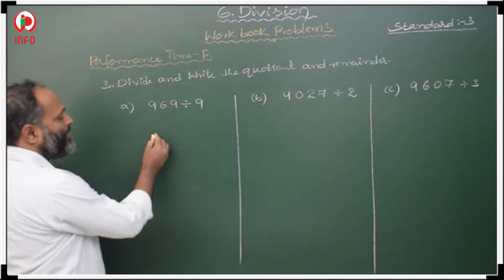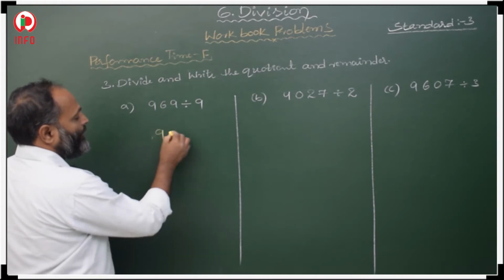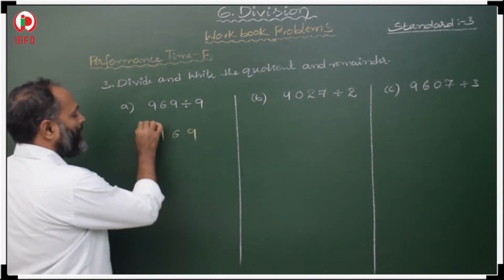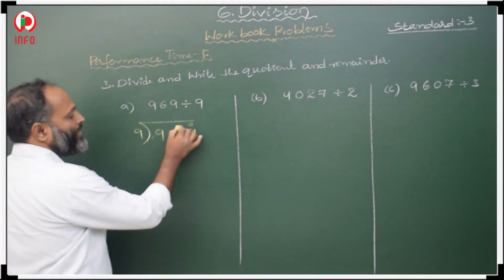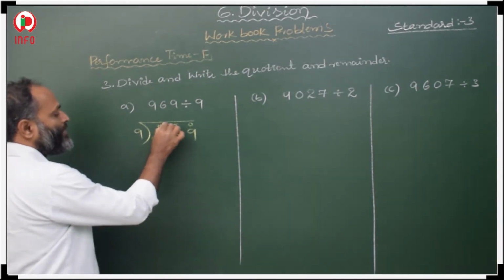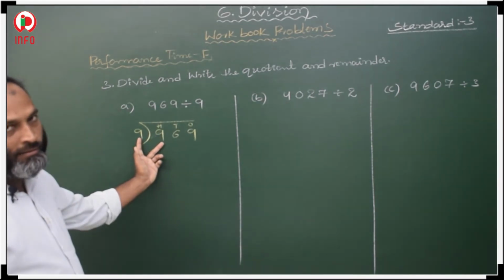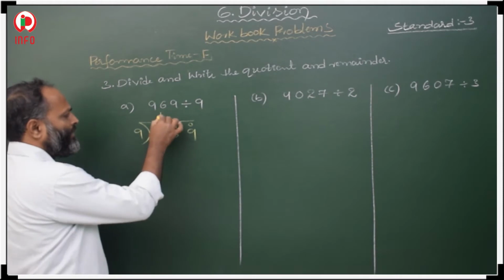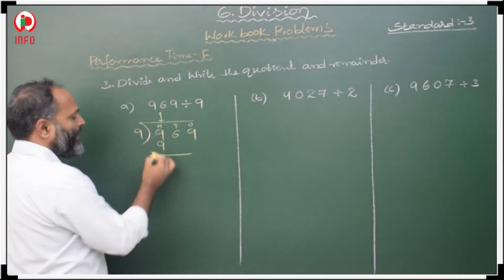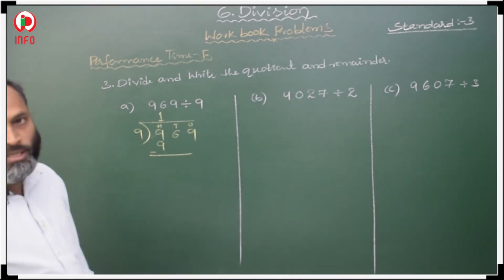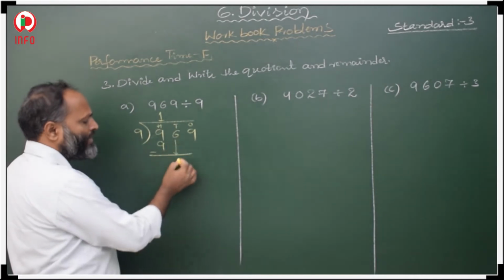See here, first 969 divided by 9. This is ones place, tens place and hundreds place. First we divide hundreds. In the 9 table, when will you get 9, 9 1s are 9. Then 9 minus 9 is 0. Then after that we have to divide the tens place.